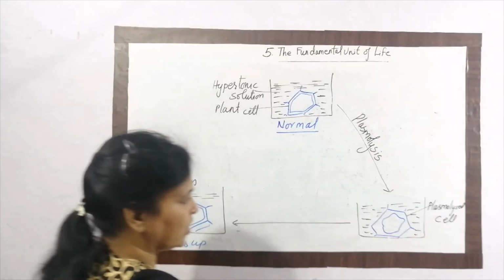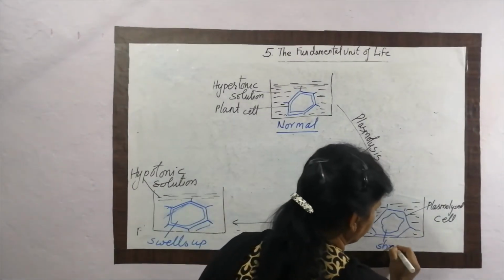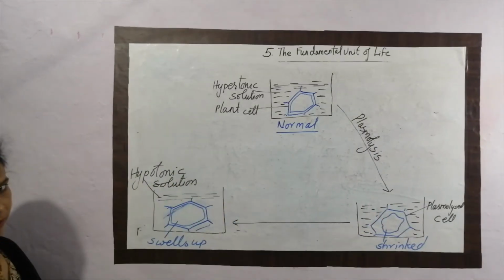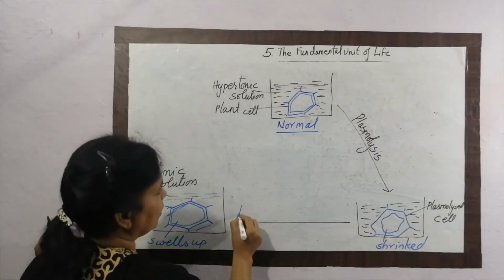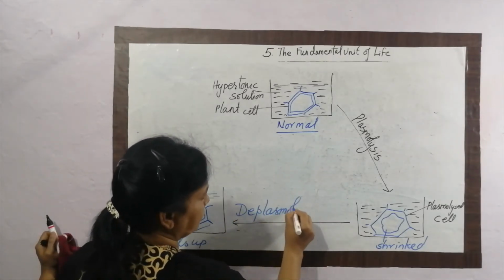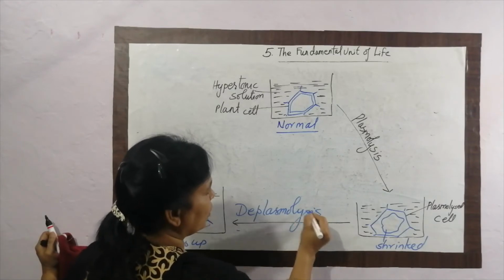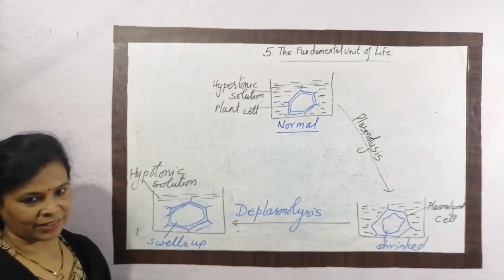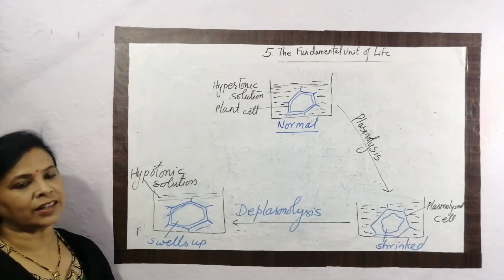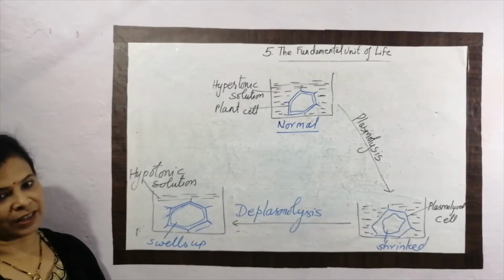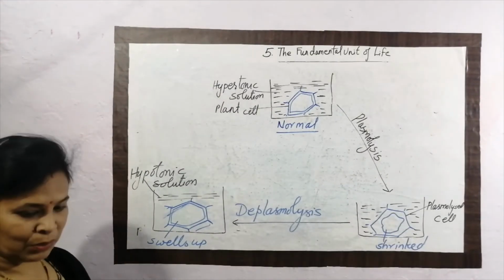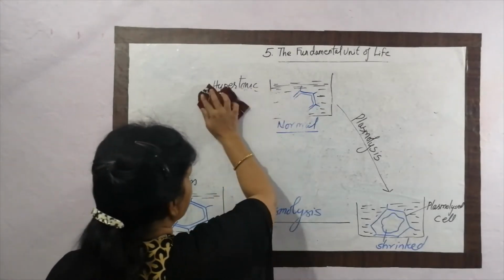वहां पे क्या हुआ था? Get shrinked. यहाँ पे क्या हुआ? ये swell हो गया. And this process is called DEPLASMOLYSIS. DEPLASMOLYSIS, plasmolysis का against हो जाना, reverse हो जाना, that is called the DEPLASMOLYSIS. Now we are going to define the process of DEPLASMOLYSIS.